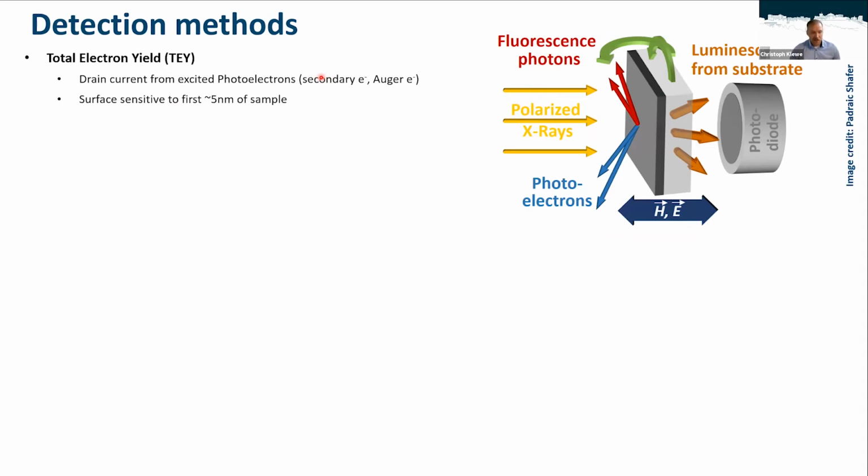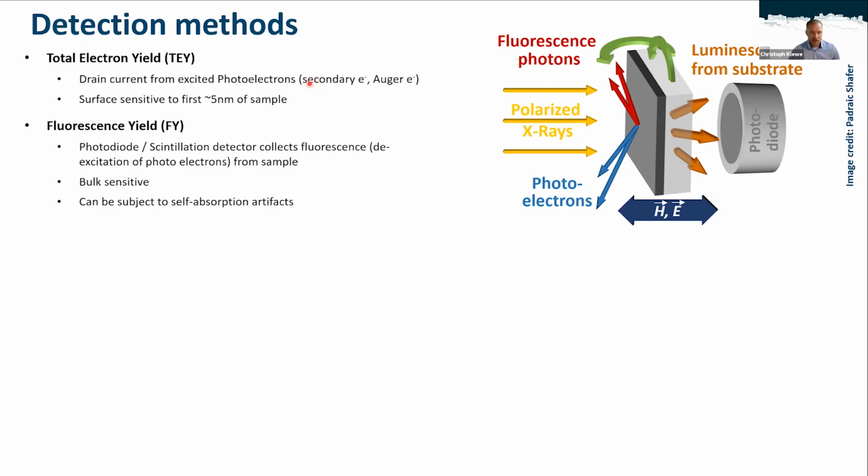So this method is surface sensitive due to the limited escape depth of the electrons, and typically probes the first couple of nanometers, typically something like the first 5 nanometers of the sample. We can also measure the fluorescence yield from the sample, which is basically generated by the de-excitation of the excited photoelectrons. And in contrast to the total electron yield, this method is bulk sensitive. So it can actually provide us with some different information than the total electron yield.